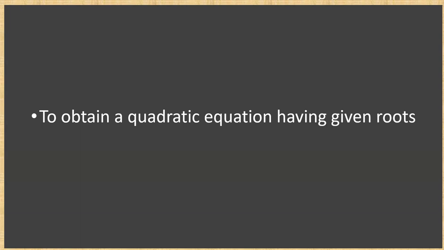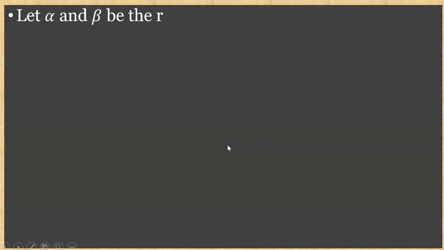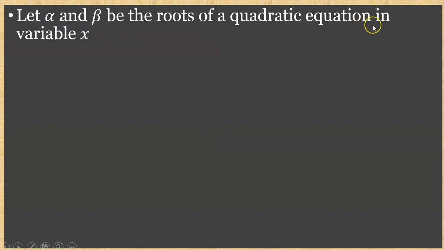Now let's learn. Now we are going to see how a quadratic equation is obtained. To obtain a quadratic equation having given roots: if the roots are given, how to obtain the quadratic equation. Let alpha and beta be the roots of a quadratic equation in variable x. X is equal to alpha or x is equal to beta.